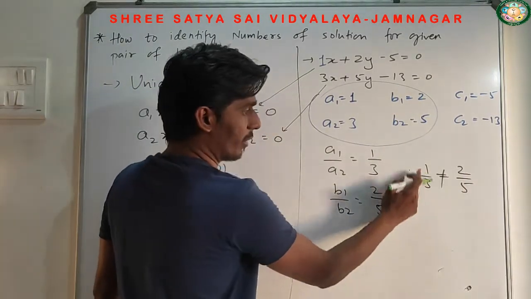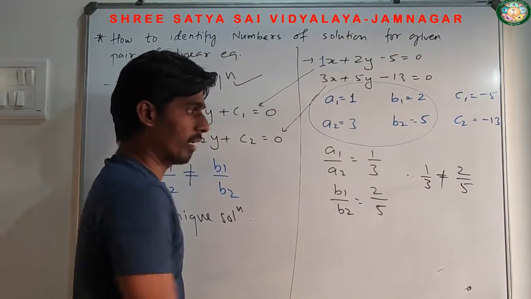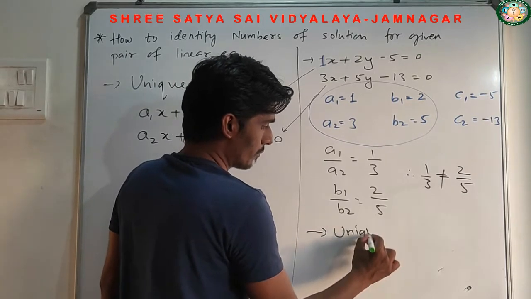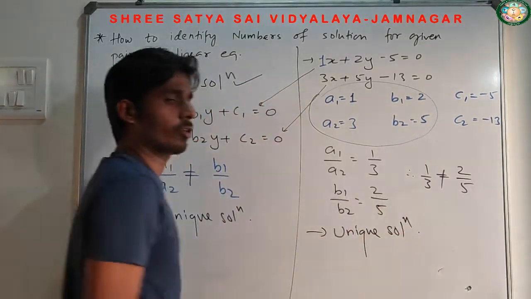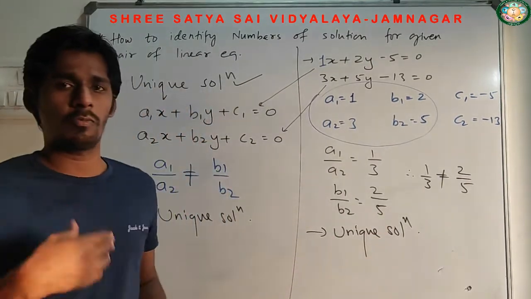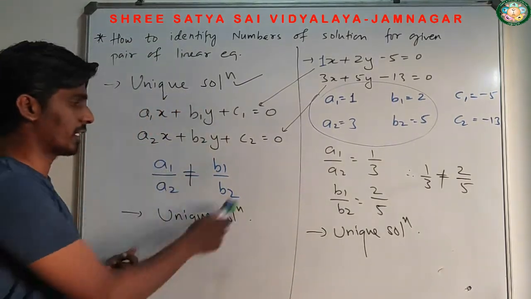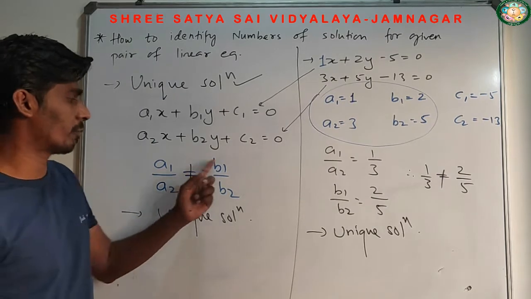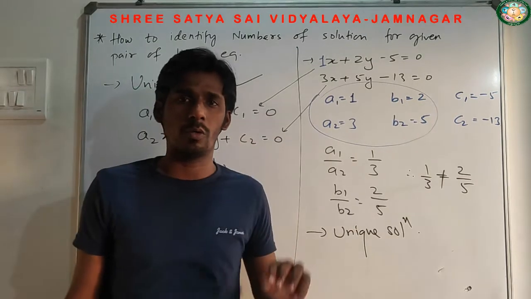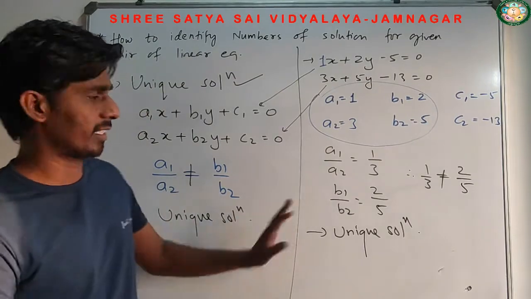If a1 upon a2 and b1 upon b2 are different, so they are not equal, then definitely it has a unique solution always. So you have to remember this condition for unique solution. Whenever I ask you what the condition for unique solution is, you should know this much: a1 upon a2 is not equal to b1 upon b2. If you know this much, then by looking at the equations you will almost be able to tell orally whether it has a unique solution or not. I hope you understand this part.